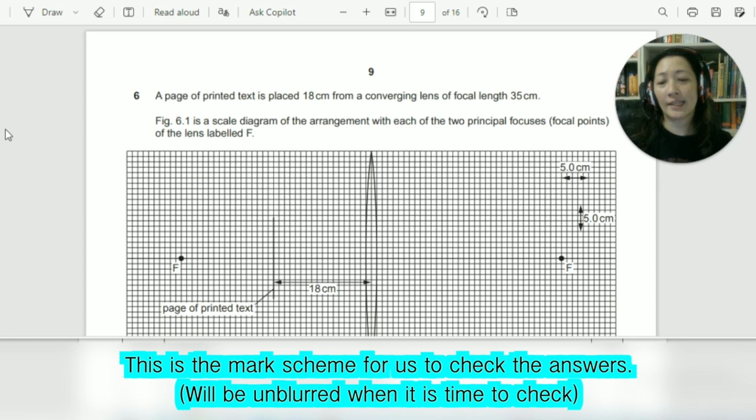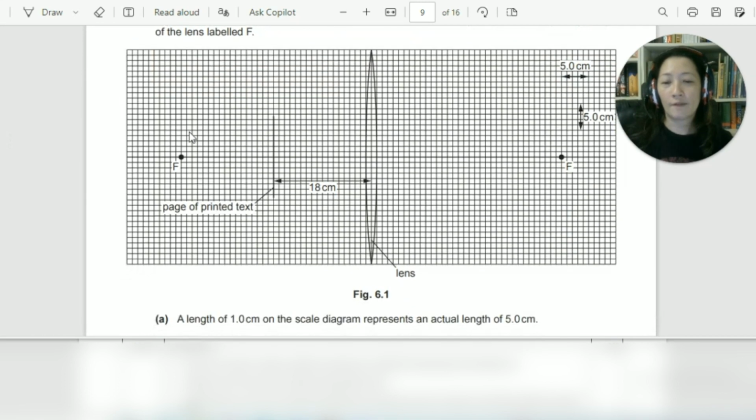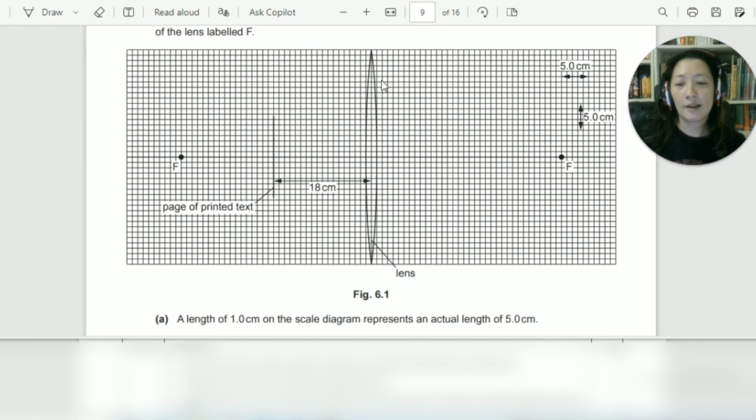A page of printed text is placed 18 cm from a converging lens of focal length 35 cm. Figure 6.1 is a scale diagram of the arrangement with each of the two principal focuses, which are the focal points, of the lens labeled F. So if we look at figure 6.1, as you can see, here's the converging lens. The page of printed text is over here, and these are the two labeled principal focuses.